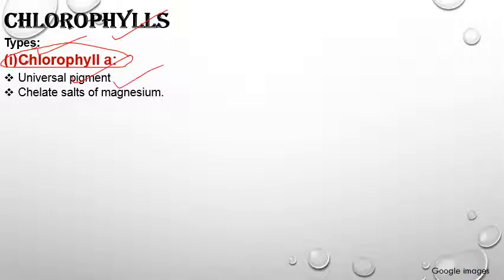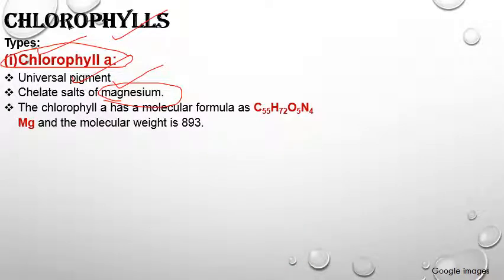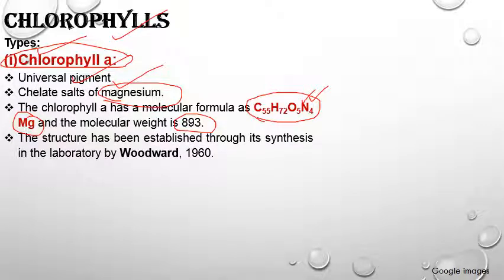So this is the universal pigment which is found in all the autotrophs, and it is the chelate salt of magnesium. It is the chelate salt of magnesium, and the chlorophyll has a molecular formula as C55H72O5N4, and it contains central magnesium ion. So these four nitrogen molecules gets attached with this magnesium by forming the coordination bond that we will see in the picture, and its molecular weight is 893 Dalton. The structure has been established through the synthesis in the laboratory by Woodward in 1960.